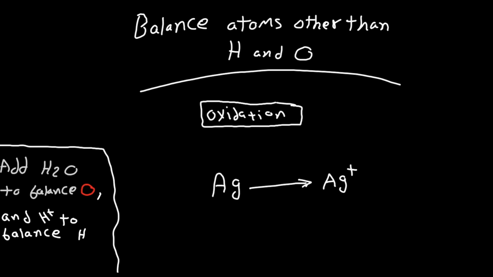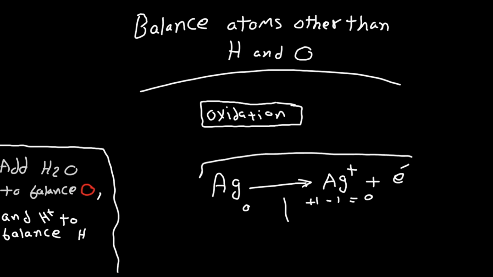Now let's move to the oxidation part. Here it's so simple because we don't have any O's or any H's, so the atoms are balanced. Now we need to balance the charges over here. We have 0 and it became positive 1. So we need to balance the charge, so we're going to add an electron over here. It has negative charge. So plus 1 minus 1 equals 0. So this equation is now balanced as well.